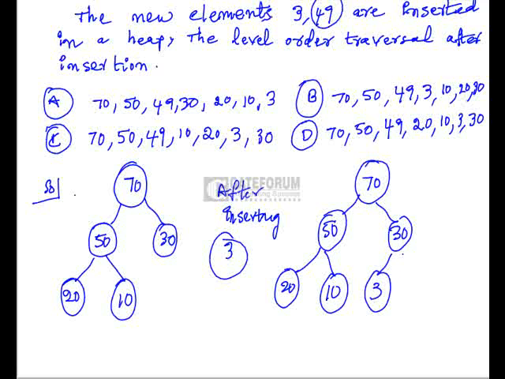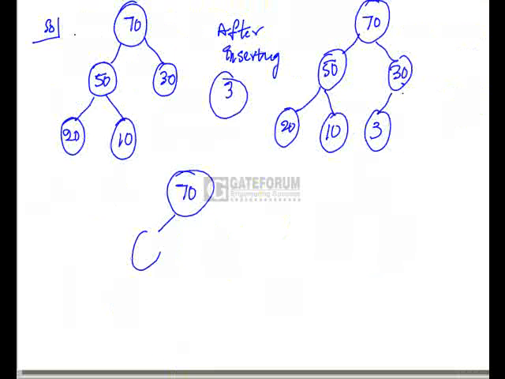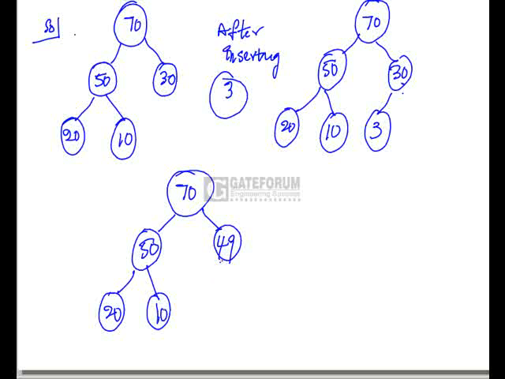Again we have to insert 49. So actually we have to insert 49 here in order to complete this particular level. In each level you have to finish, but this 49 is more than 30. That's why we have to swap 49 and 30. So 70, again 50, again 49, because this 30 and 49 will be swapped. This 20 and 10 will be as it is. So after swapping, the 30 will go here and 49 will come here and 3 will be as it is.